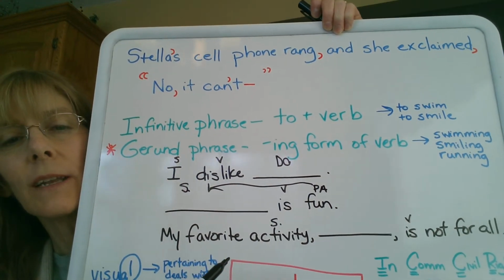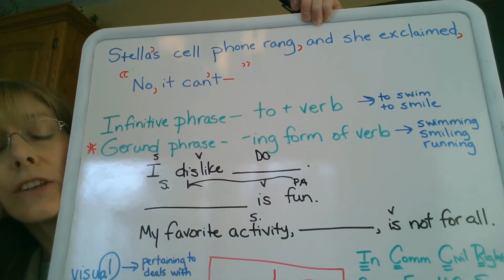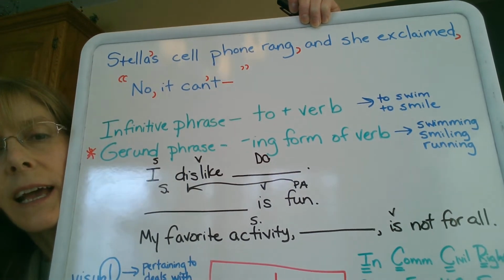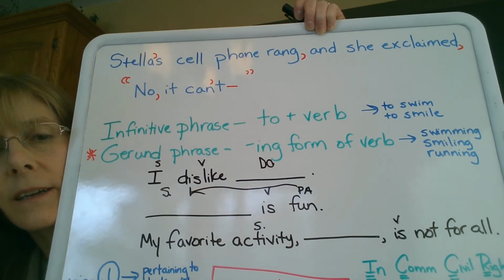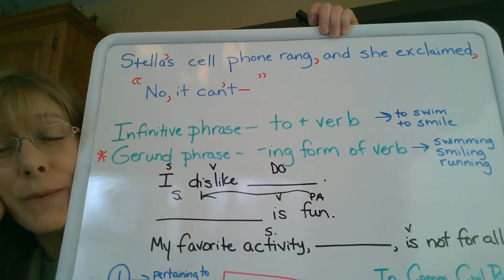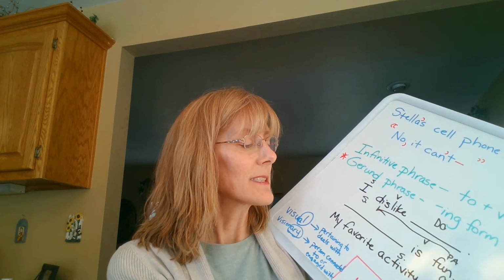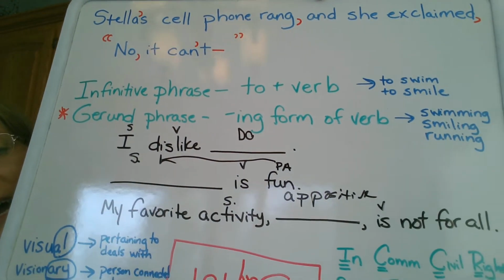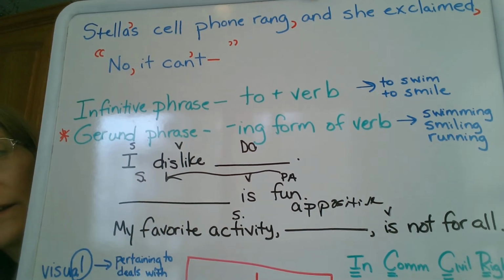And then in the last one, my favorite activity, blank, is not for everyone. All right, so what do we have here? The subject is activity. The verb is "is." Between the subject and the verb is a comma with a gerund phrase to go there. So we know that that's going to act as the, do you remember? That's going to act as the appositive. An appositive is a noun that takes the place of another. All right, so you're going to use an ing phrase as your appositive. So my favorite activity, sleeping, is not for everyone.